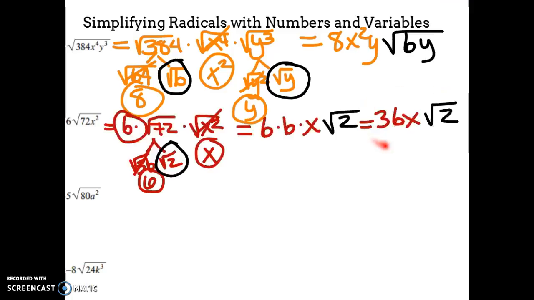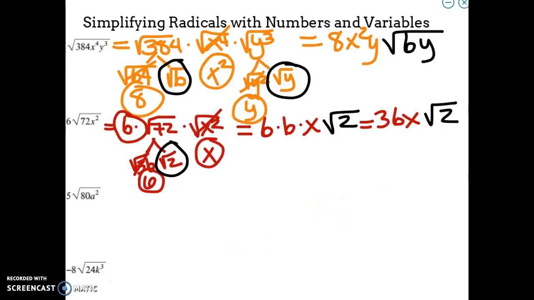Okay, did you get 36x times the square root of 2? Then you did it right. 6 on the outside comes all the way over here. 72 can be broken into square root of 36 times the square root of 2. The square root of 36 is 6. The square root of 2 doesn't simplify. X squared simplifies into x. So on the outside you have 6 times 6, which is 36 times x. That's how we got our 36x. The square root of 2 stayed on the inside. There's nothing to multiply it with.